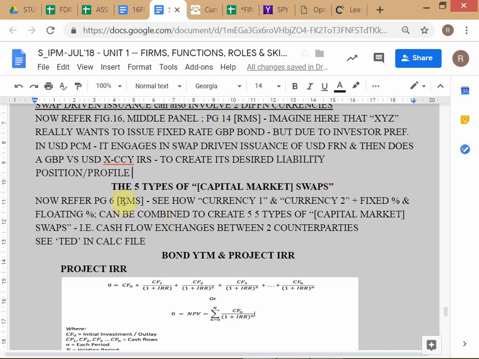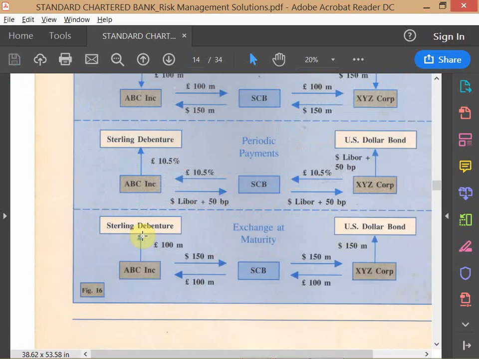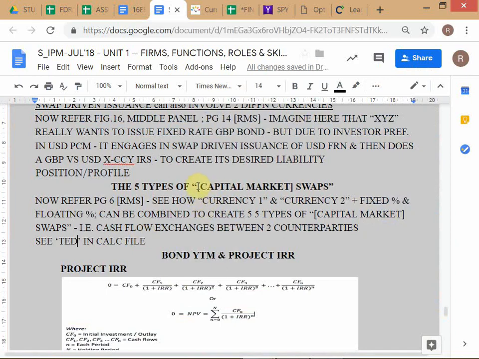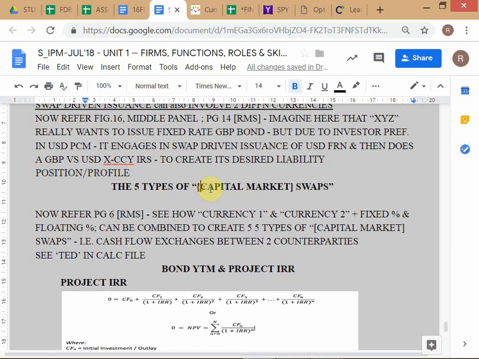So refer to page 6 RMS, but before that let's look at TED. TED here means the TED sheet in the calc file for this project, which is here. So let's just make sure everyone understands the basic structure of a swap. Now I'm calling them capital market swaps. Let me just briefly write it here. This is the terminology I'm giving, capital market swaps, because I want to distinguish it from FX swaps.